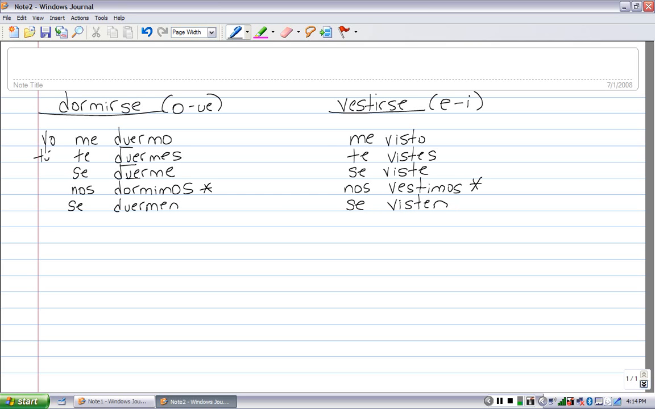And the only thing that I've left off here are the subject pronouns. You can say yo in front of this. You can say tú in front of that if you want to. You can say él, ella, or usted in front of this one. I just left off the subject pronouns for time's sake. Me visto says I get dressed. Te vistes, you get dressed. Se viste could be he or she gets dressed, or it could be you formal. Nos vestimos, we get dressed. Se visten could be they get dressed, or it could be you all or y'all get dressed.